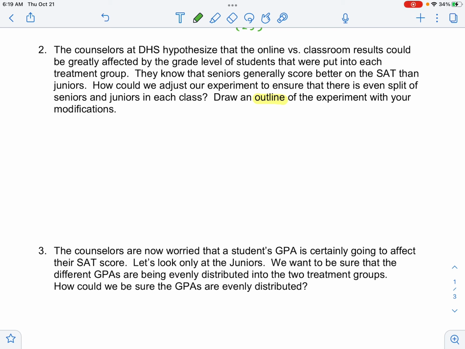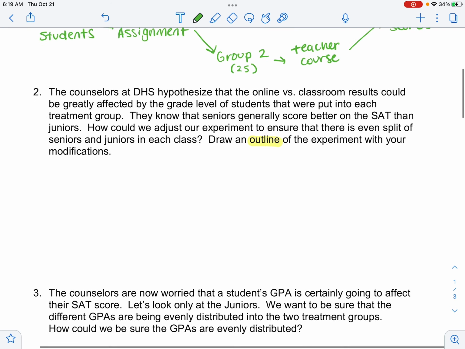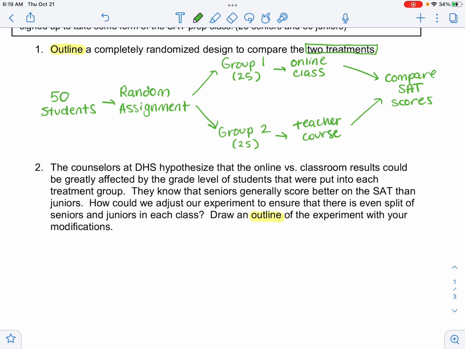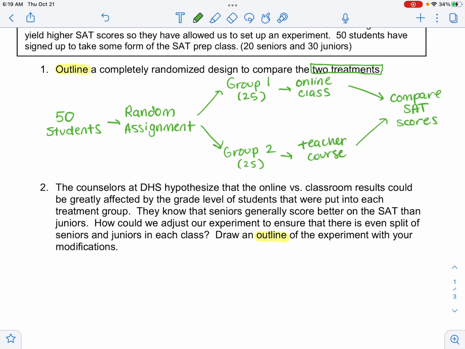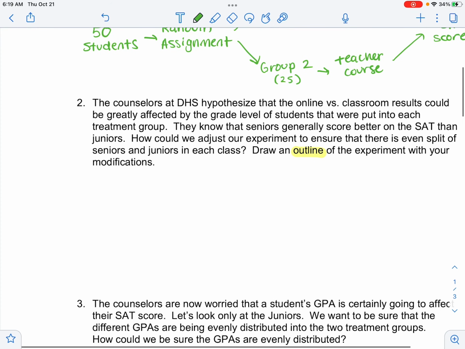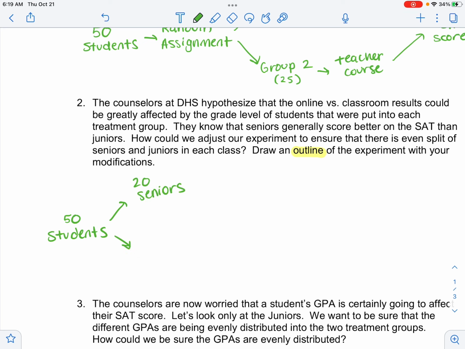So if I want to control the fact that we have even numbers of juniors and even numbers of seniors, I think, what if I just did this same type of design that we did in number 1, but I do it for both the senior group and for the juniors group? So what I'm going to do is, again, start with my total. I've got 50 students. And I'm going to break them up into the 20 seniors and 30 juniors.